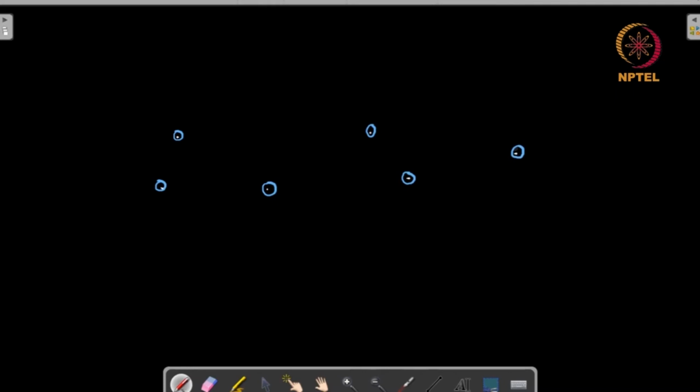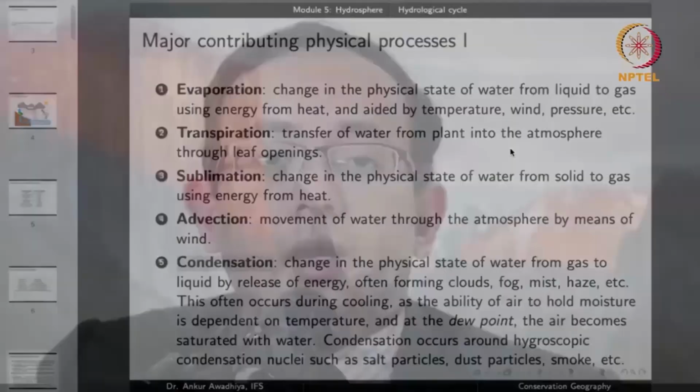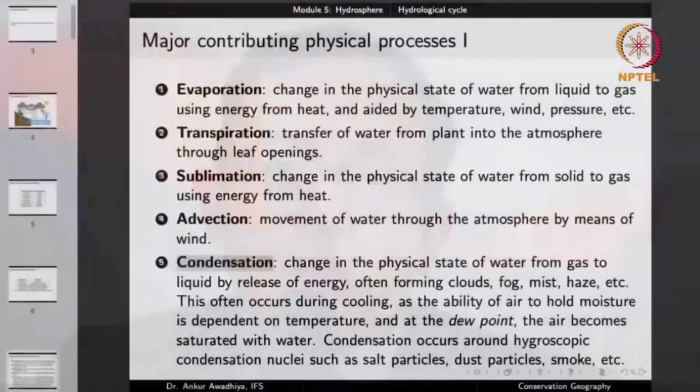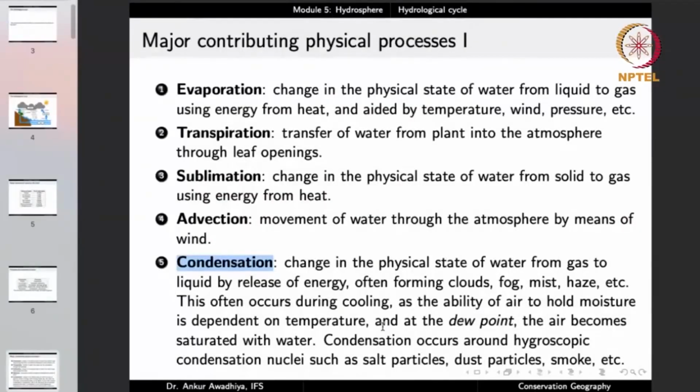If you do not have these nuclei, then perhaps the air would not find a mechanism to release the water. So it will become supersaturated, that is, holding water above its capacity. And as soon as it gets any impurity or it gets any surface on which it can shed the water, immediately it will shed the water. So these particles are known as condensation nuclei.